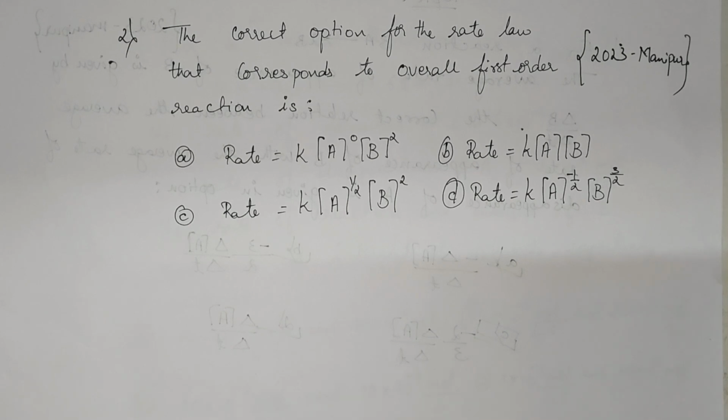So we were discussing chemical kinetics in this particular series. Let's move on to the next question, which was asked in 2023. The question goes like: the correct option for the rate law that corresponds to the overall first order reaction is which among the four options which are given?